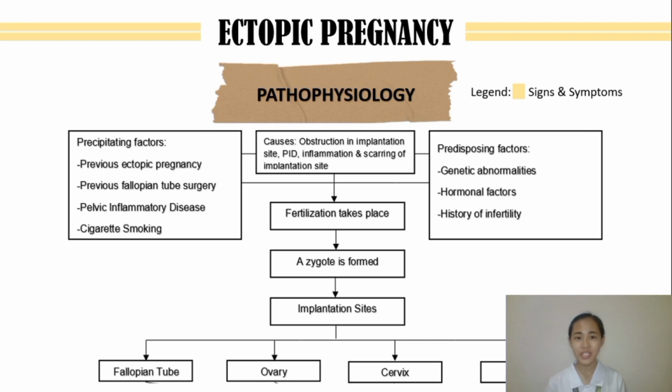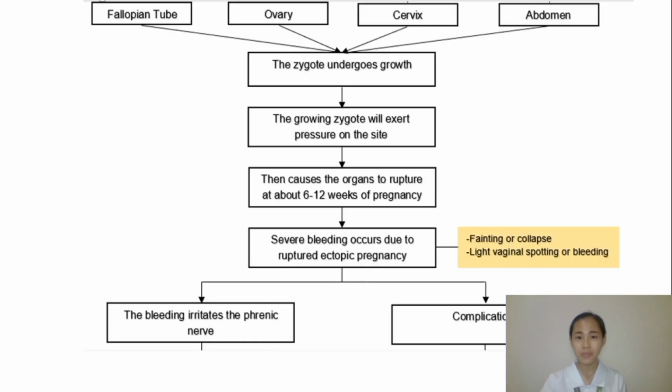Once the fertilization takes place, this new fertilized egg is now called a zygote. A zygote is formed. With ectopic pregnancy, there are different implantation sites outside the uterus, and these are the fallopian tube, the ovary, the cervix, and the abdomen. Once the zygote is implanted in one of these implantation sites, the zygote will start growing.